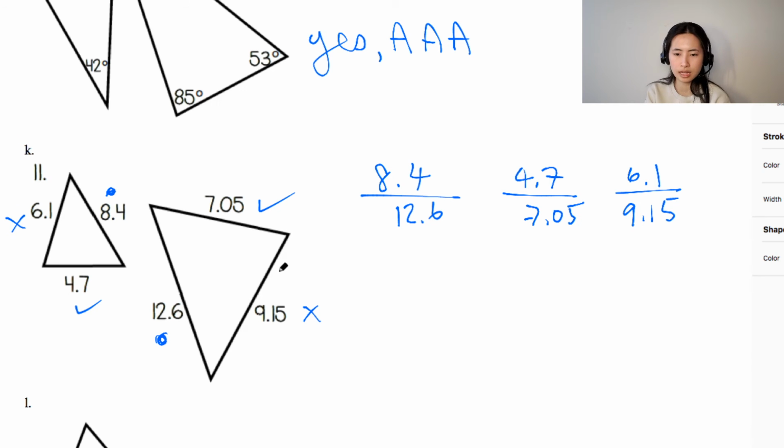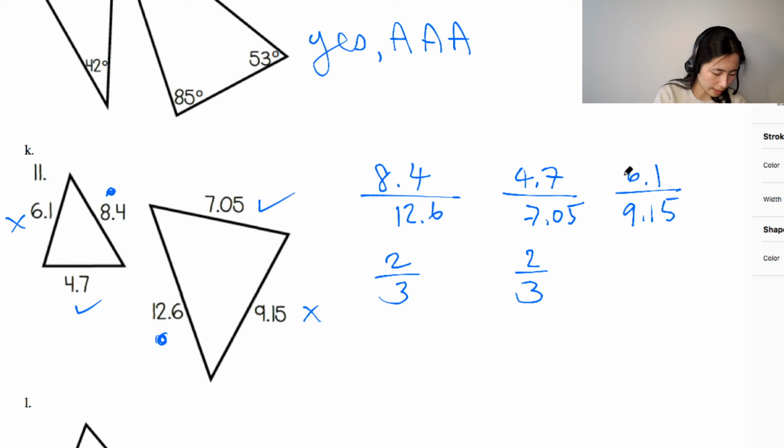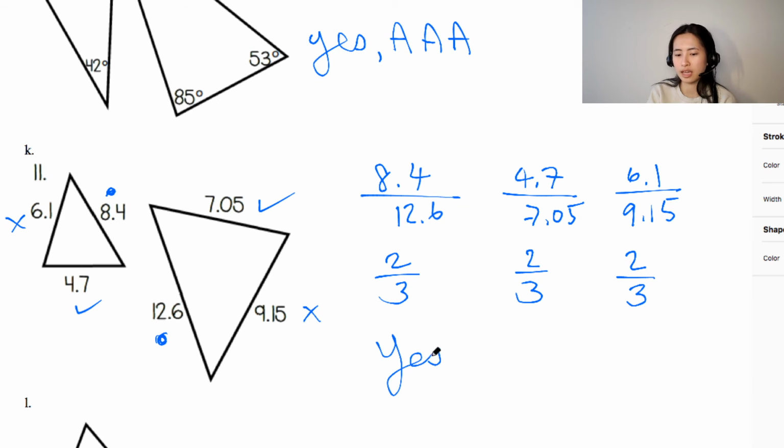Okay, so once we have that set up, we have 8.4 divided by 12.6, and that's equal to 2 over 3. If we're looking at 4.7 divided by 7.05, that's equal to 2 over 3 as well. And if you're looking at 6.1 divided by 9.15, this is also 2 over 3, right? So as you can see, they're all proportional. So yes, we can say these are similar triangles based on SSS.